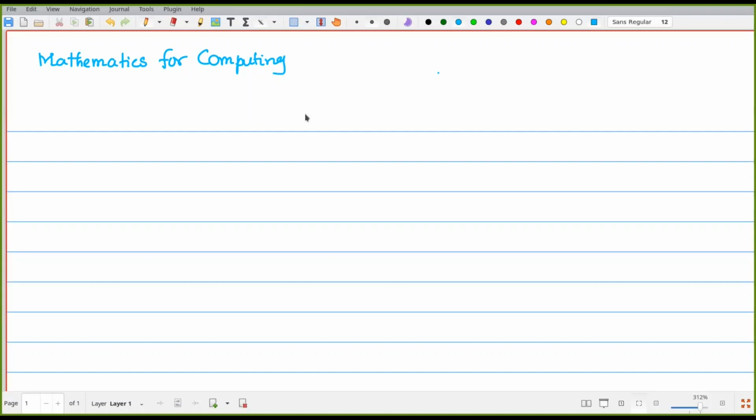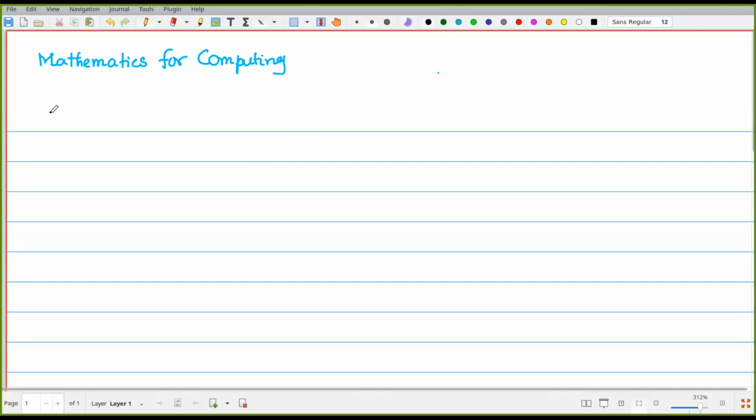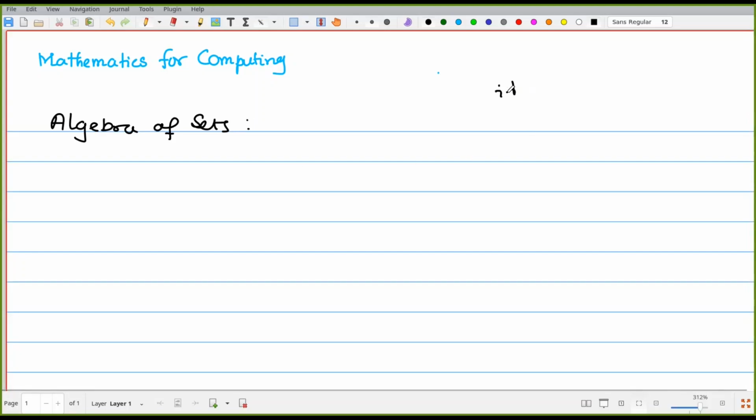Now today there will be some algebraic properties of sets, and based on that we should prove the algebraic identity. At first, what is the meaning of algebra of sets? Algebra of sets means there may be some identities. Identities means the algebraic identity or the set relational identity.